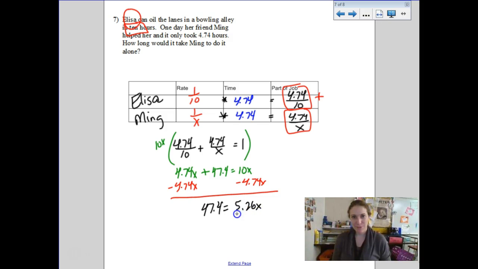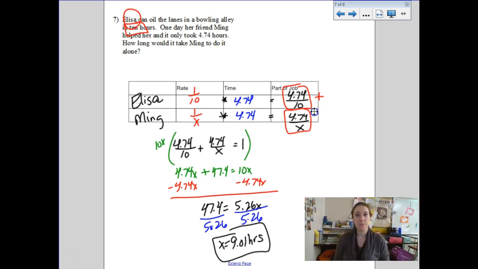Dividing both sides by 5.26, and again, you're going to get something that looks like a weird answer, but it's just because of truncation, it's a little off. That's all. 47.4 divided by 5.26, I'm getting 9.01. So truncation caused it to be a weird 0.01 kind of answer, but in my opinion, the true answer is probably Ming can do this job in 9 hours.